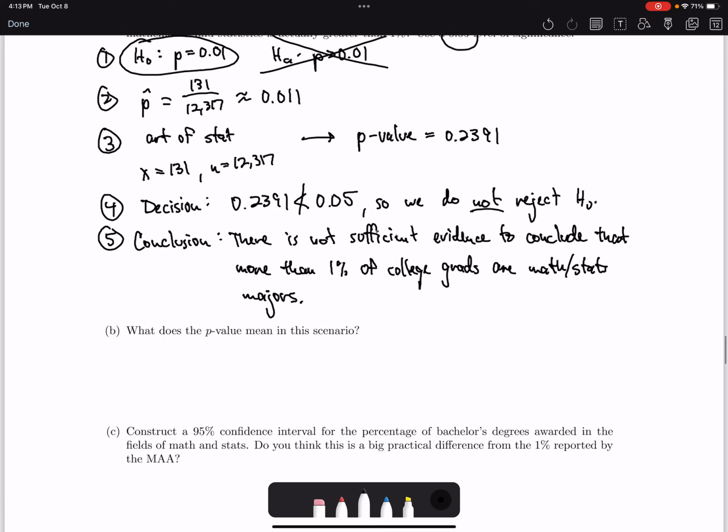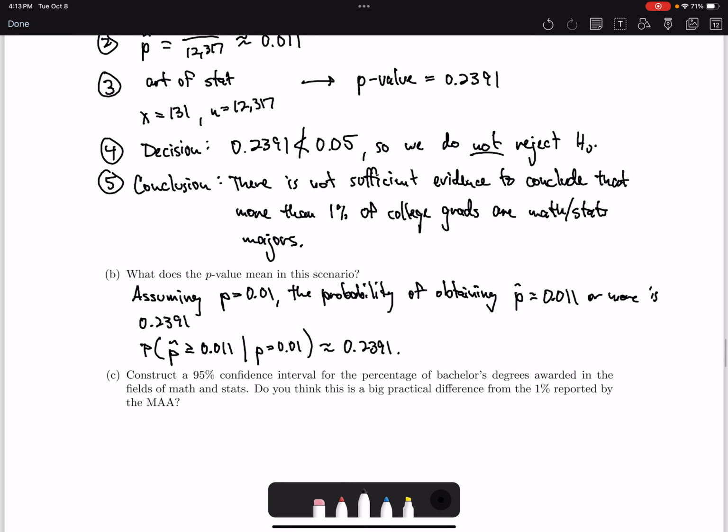So there's a pretty good chance that we would observe what we observed in our sample if we assume that the null hypothesis is true. And so we don't have any reason to doubt the null hypothesis, so we do not reject it.